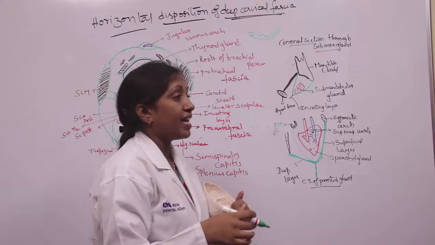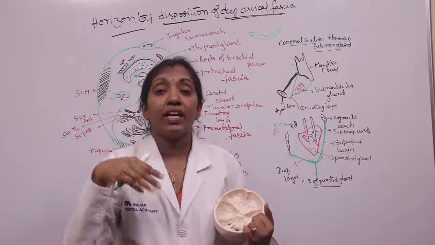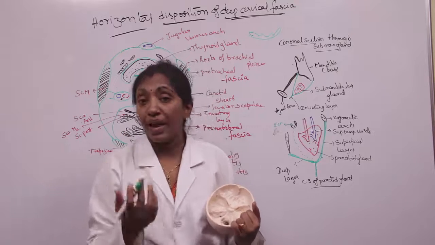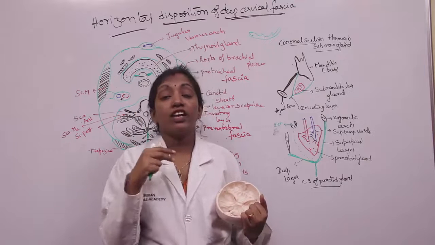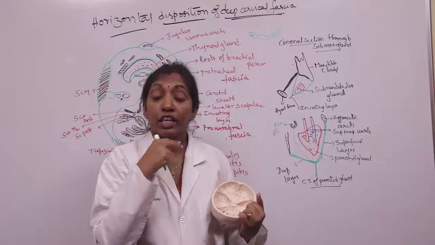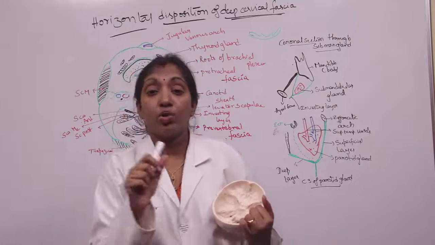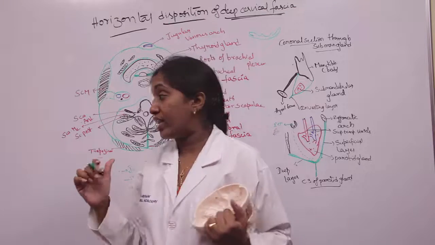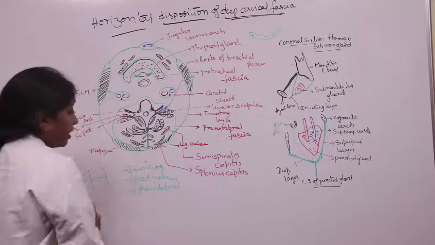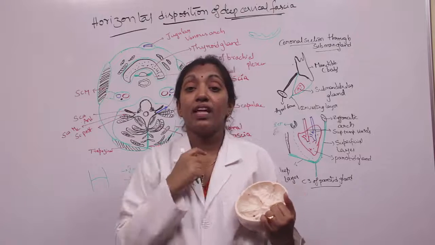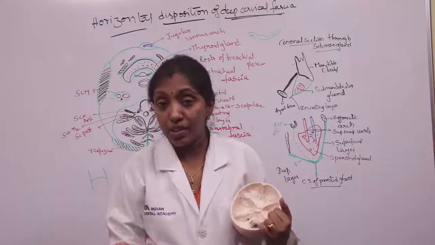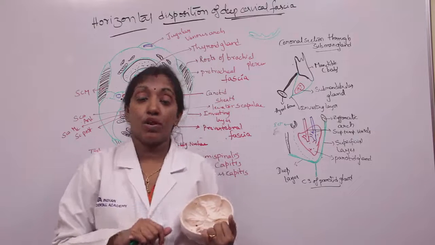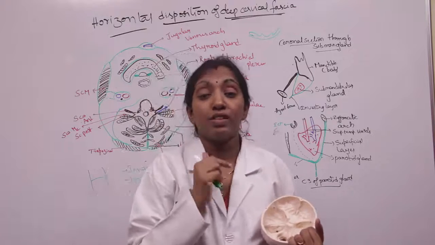So coming to the space of Burns, the investing layer of deep cervical fascia comes down and is attached to the anterior and posterior borders of the manubrium sterni. Between the two layers of the investing layer of deep cervical fascia, we have the jugular venous arch here. The jugular venous arch connects the anterior jugular veins. We can also sometimes see a lymph node and the sternal heads of sternocleidomastoid in the suprasternal space or space of Burns.